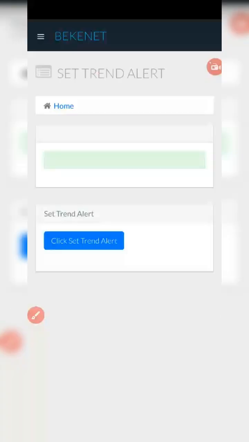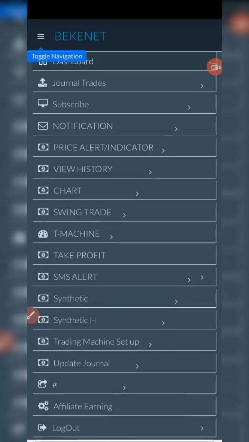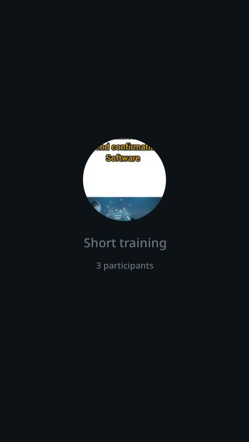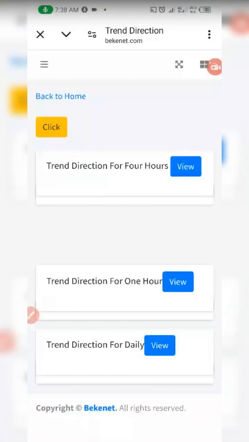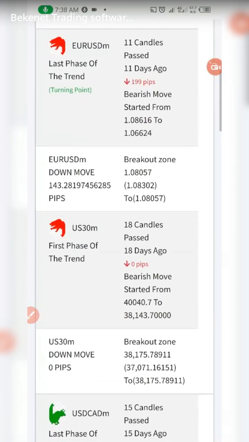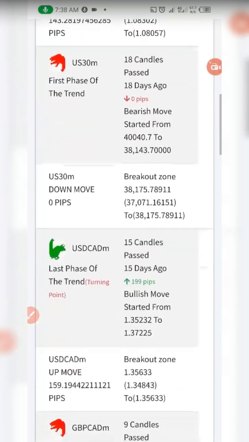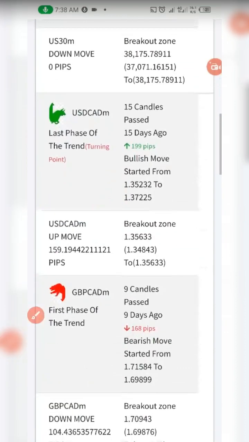The trend direction, I clicked the trend alerts. I clicked this trend direction. So once I click the trend direction, I started looking for the pairs that are in their first phase, 1 candle. So I managed to spot 1, which is like a turning point. There's something I didn't mention, turning point, maybe probably in the evening. So I'm going to discuss what is turning point. You understand? I'm going to talk in detail about what is turning point.